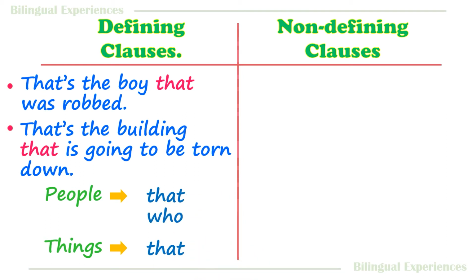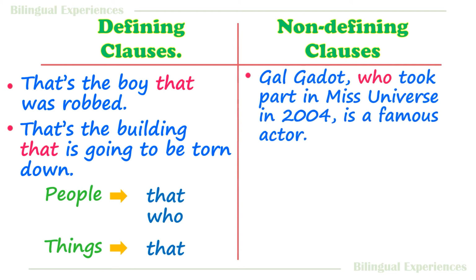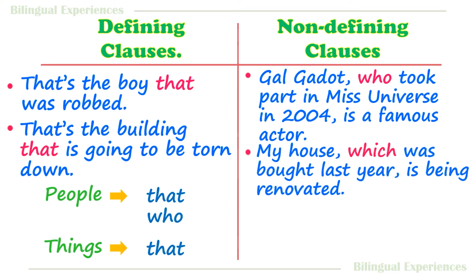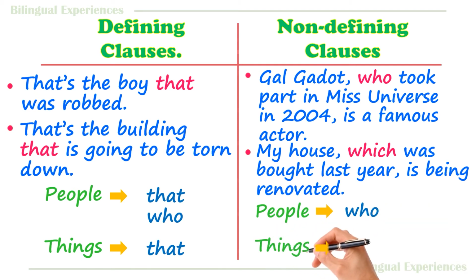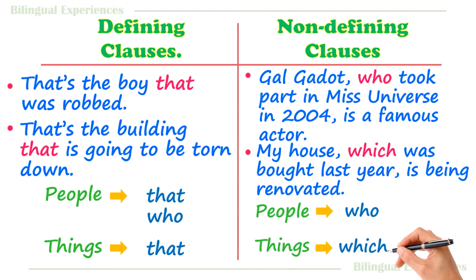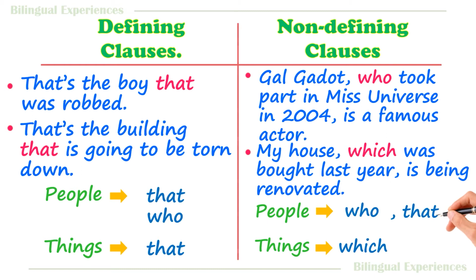On the other hand, non-defining clauses, let's take a look at 2 more examples. Number 1, Gal Gadot, who took part in Miss Universe in 2004, is a famous actor. Number 2, my house, which was bought last year, is being renovated. So, for people, we can use a relative pronoun who. And for things, we have to use which. But wait, for defining clauses, you said that it's also possible to use that for both, for people and things. What about non-defining clauses? Can we also use that for people and things?